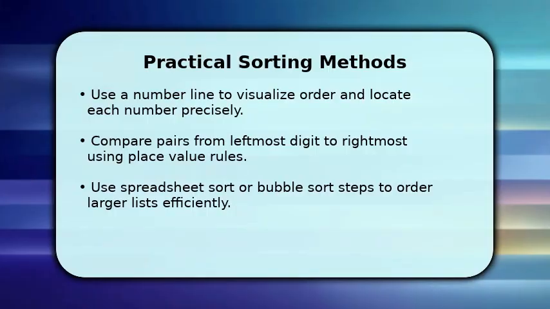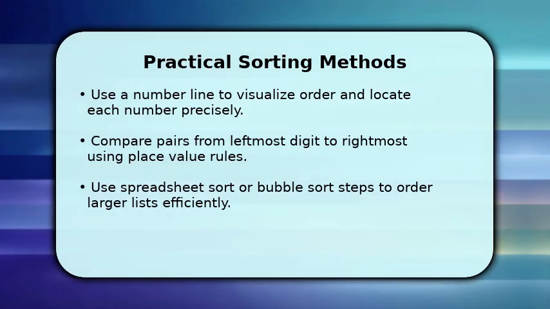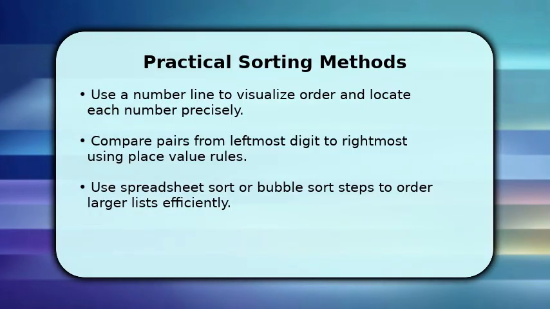When you have many numbers, draw a simple number line to visualize order. Place each number approximately to scale and then adjust positions precisely. For pairwise comparison, compare leftmost digits first and move right when digits tie. For decimals, use place value alignment to avoid mistakes.